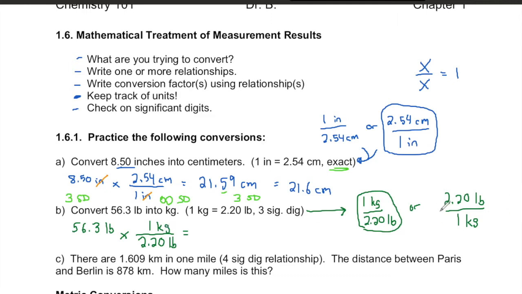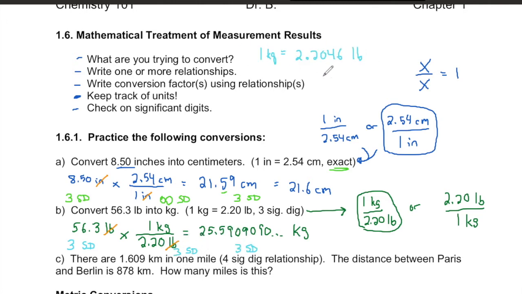If you had picked the wrong one, you would notice that your answer is pounds squared over kilograms. That's not what we want. We want the pounds to cancel and we want just kilograms, not pounds squared over kilograms. So we're left with kilograms and a lot of different digits. We only started with something that we knew to 3 significant digits, and the relationship that we're using here is not an exact relationship. It's a 3 significant digit relationship.